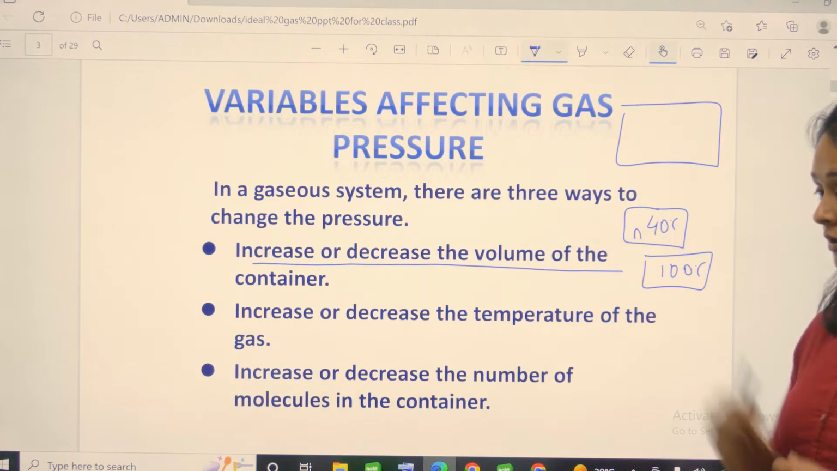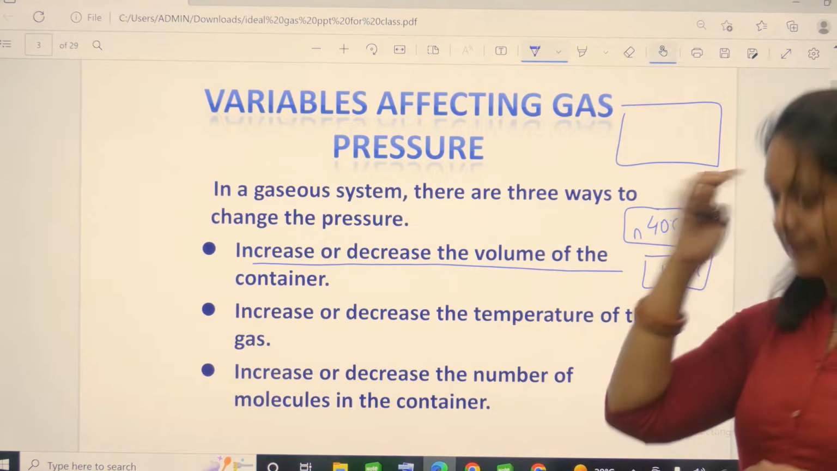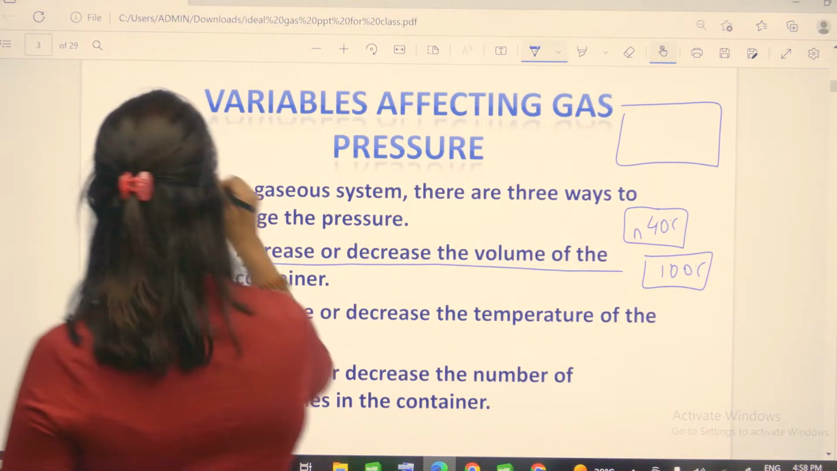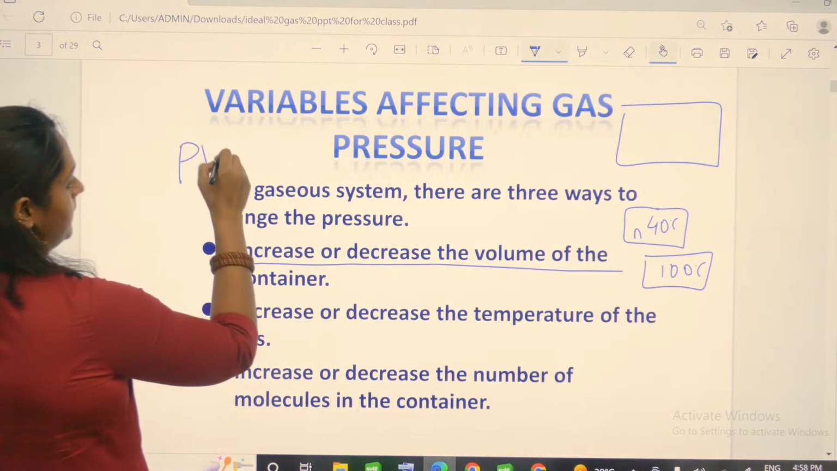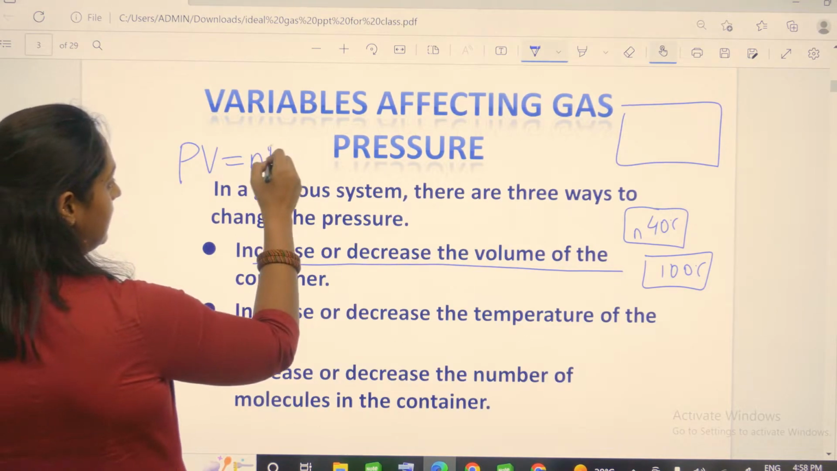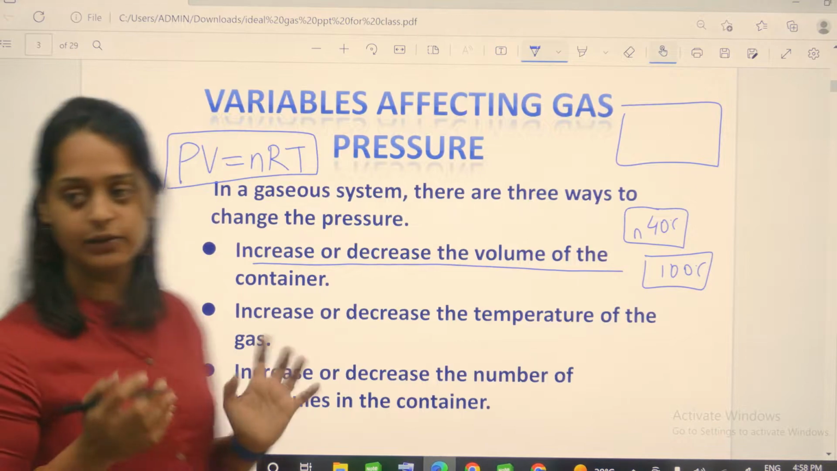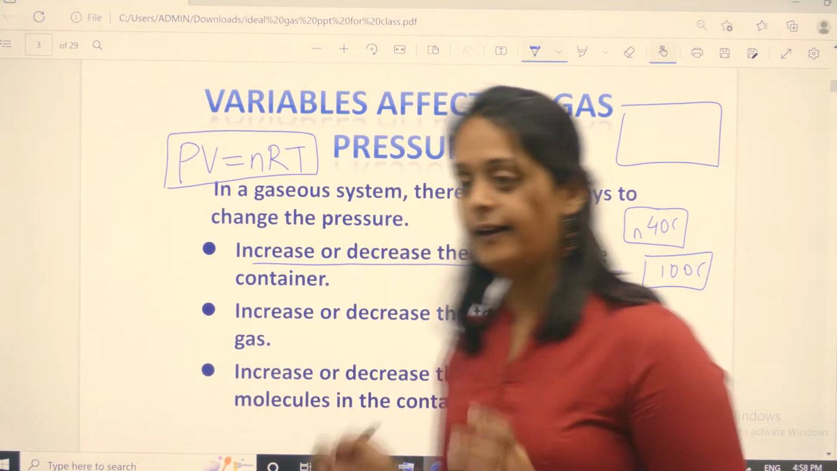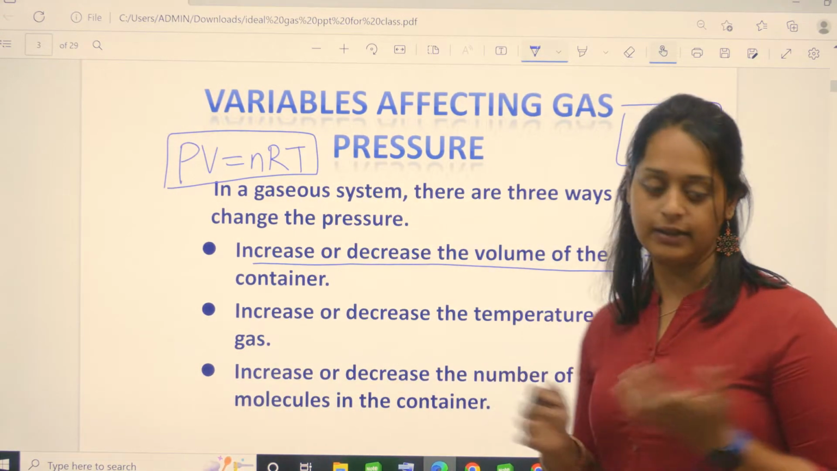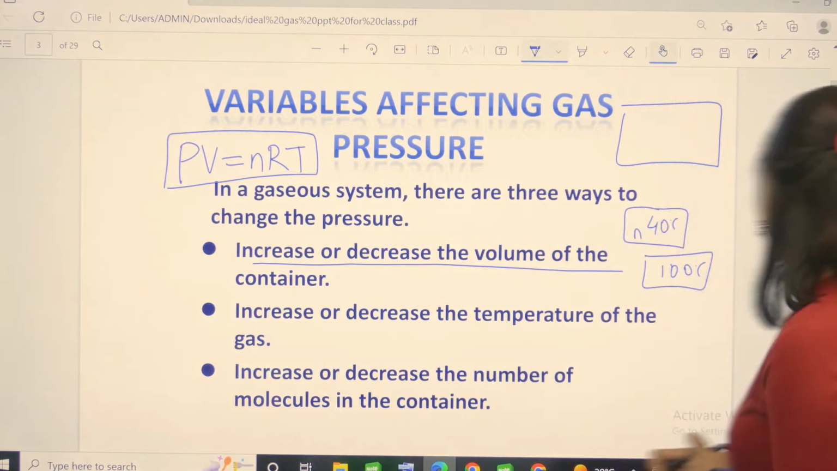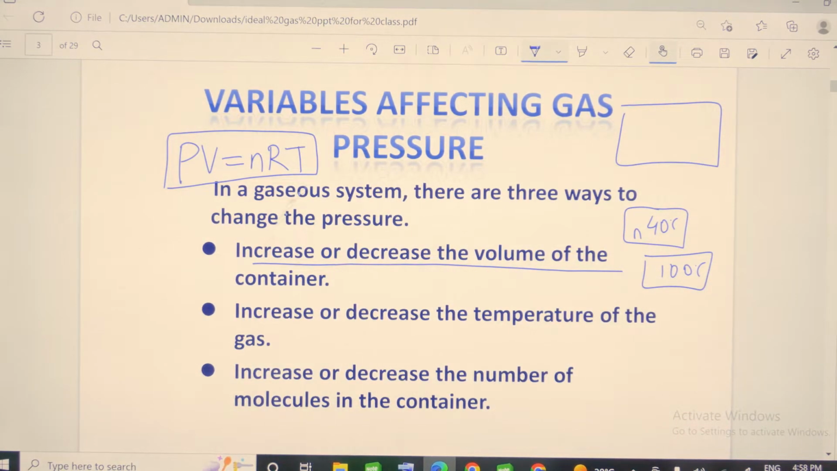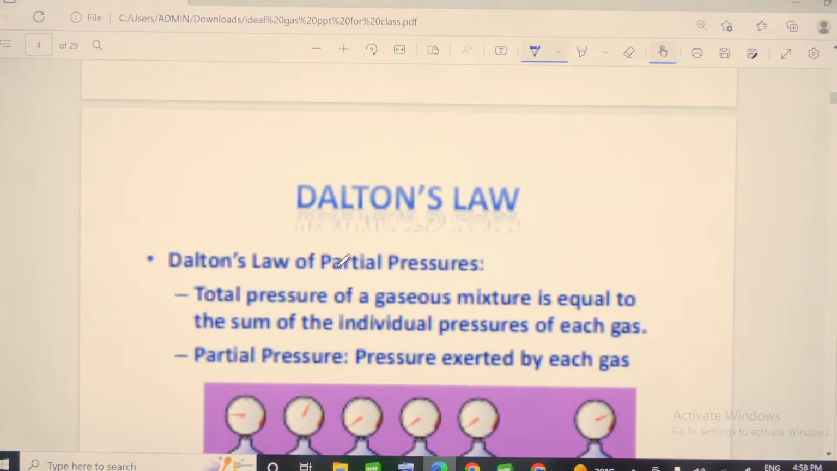We can state this by using the laws. That is what I am coming at. So that is what the ideal gas law was. PV is equal to nRT. Right? That is what we derived so far. That PV is equal to nRT. Karan, are you following? Yes, ma'am. Fine. So these are the variables it depends upon.